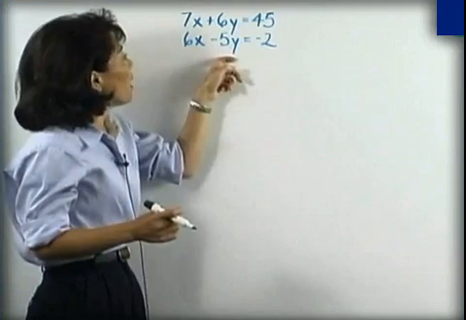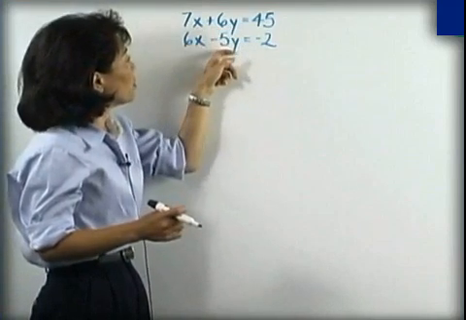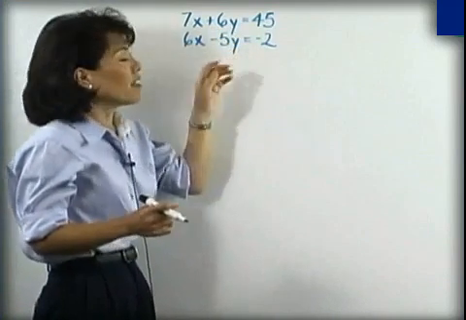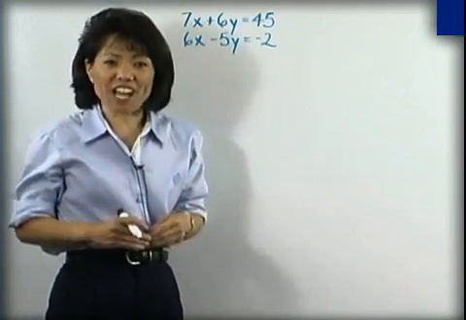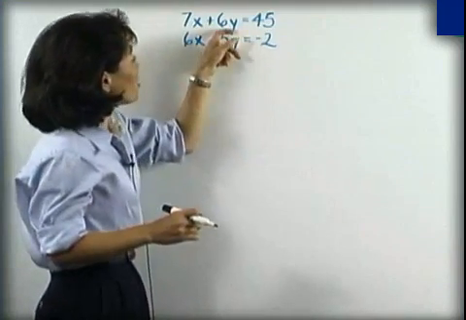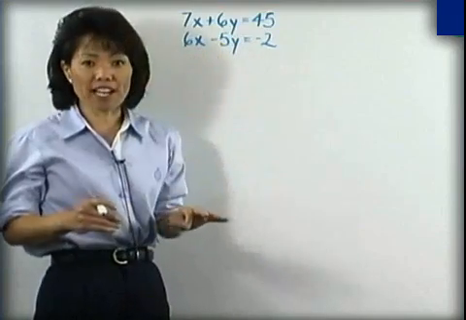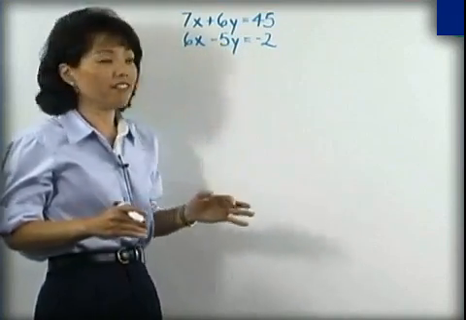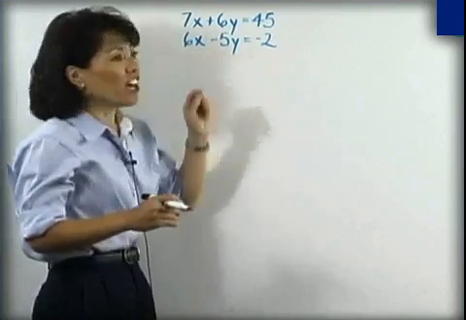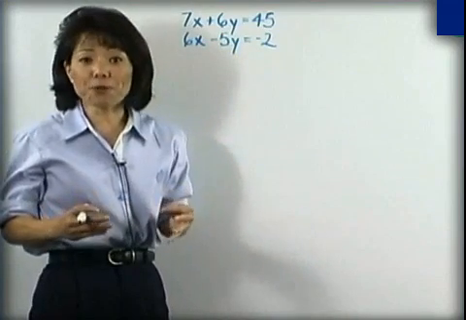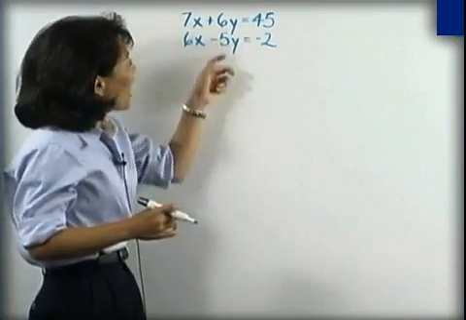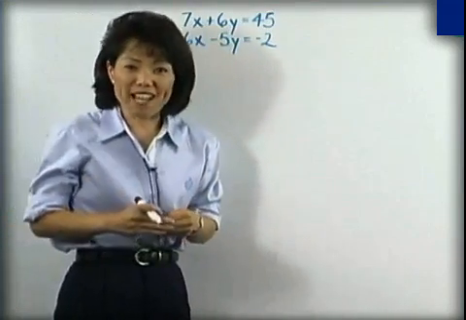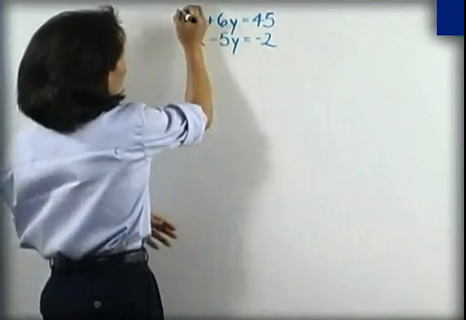Now, to eliminate the y's, I have to look for a number that I can multiply each of these by, so that when I add them together, they'll cancel each other out. If this 6y were a 30y, which I could get by multiplying by 5, and then if this negative 5y were a negative 30y, which I could get by multiplying by 6, when I add those together, my y's would drop out. So that's what I'm going to choose to do here.